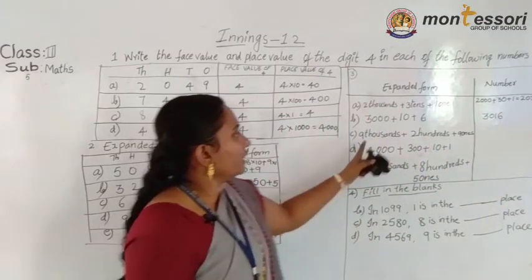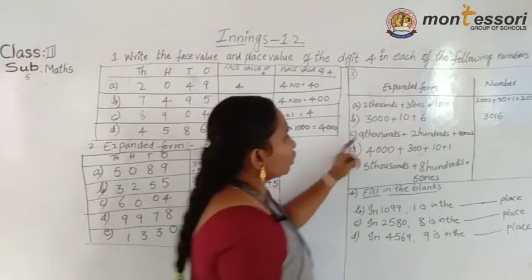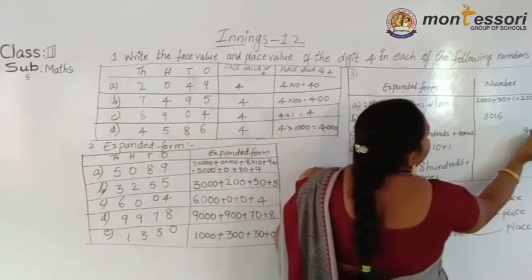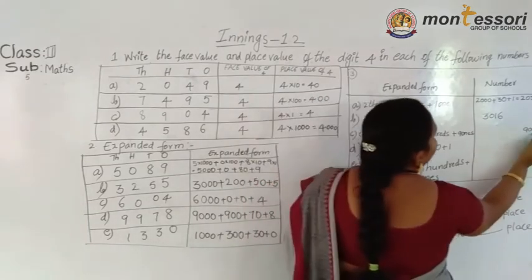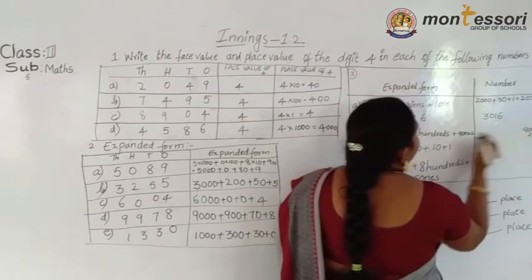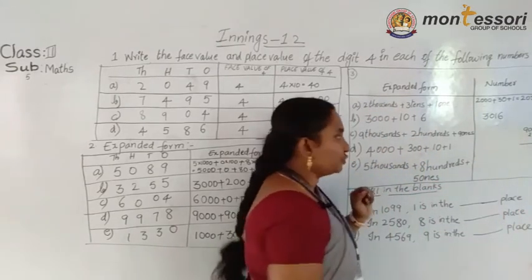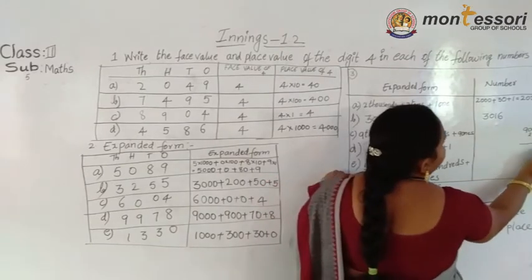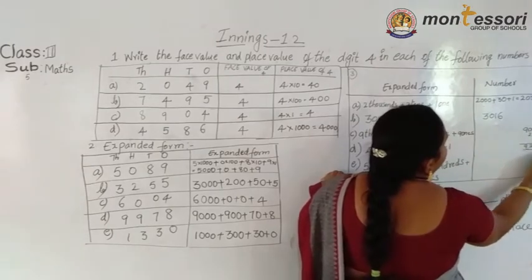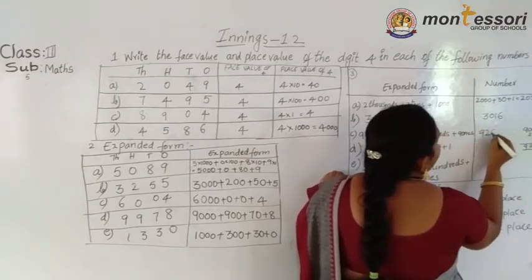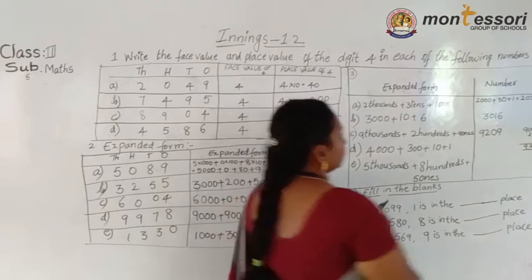Okay. Next one, 9000, 200s, 9 ones. 9000 means 9000. 200s, 2 into 100, 200. Next 9 ones. So now I do the addition. 0 plus 0 is 0, 0 plus 9 is 9, 0, 0 plus 2 is 2, 9. Here what is the answer? 9209. 9209.